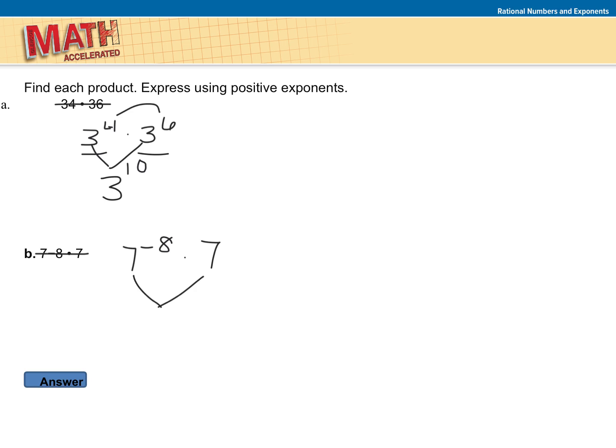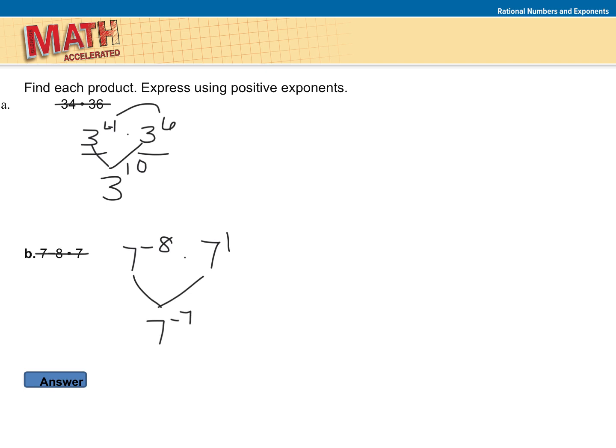Make it 7. Keep it. Keep the same base. Now, what is the exponent on the right? It's 1, right? We don't have an exponent there, so we can assume 1. Now, we're multiplying, so what do we do with the exponents? Add them together. -8 plus 1.